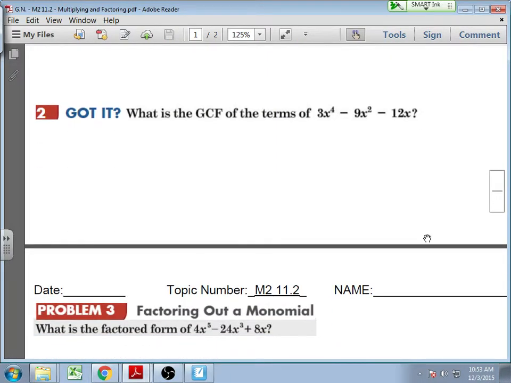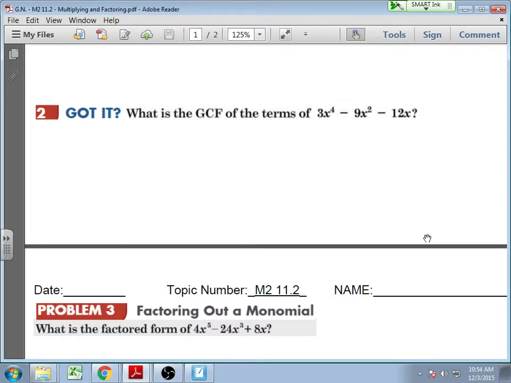GCF of 3x to the 4th, 9x squared, 12x. Now here's some people go either way on this. If all of your terms are negative, then your GCF can be negative. If one of your terms is positive, we normally just use a positive greatest common factor. So Ben, do you know what would be the greatest common factor between these three values?